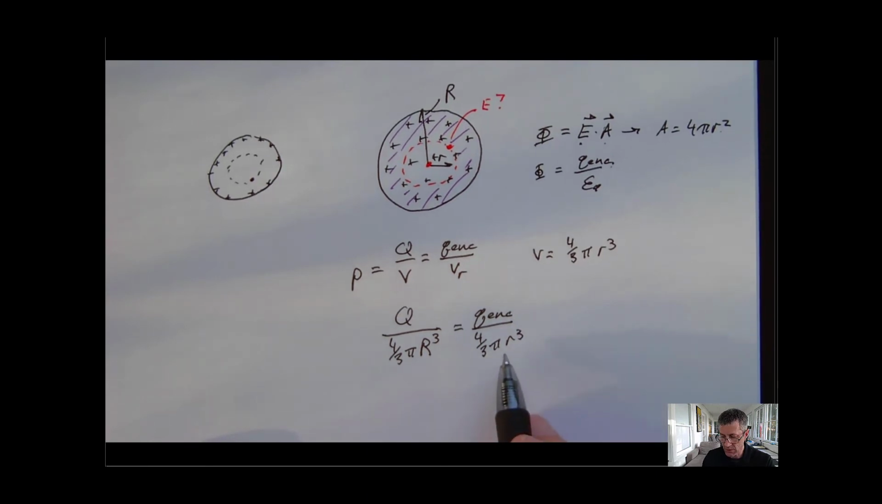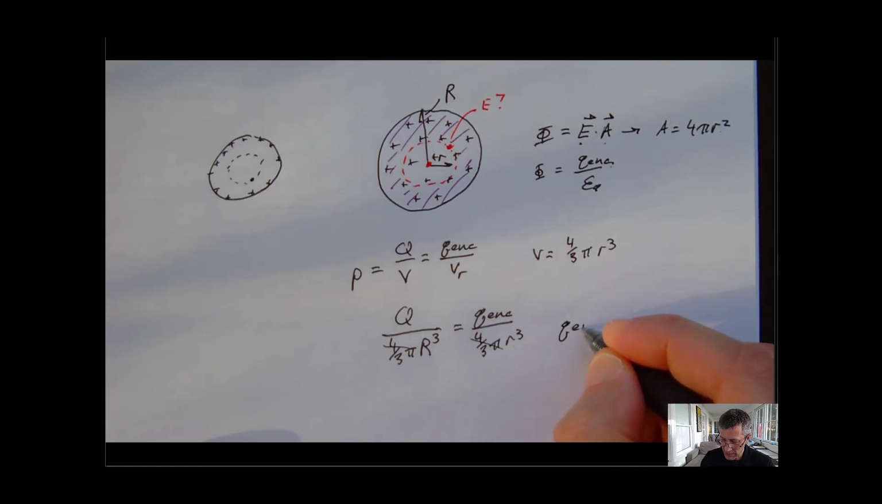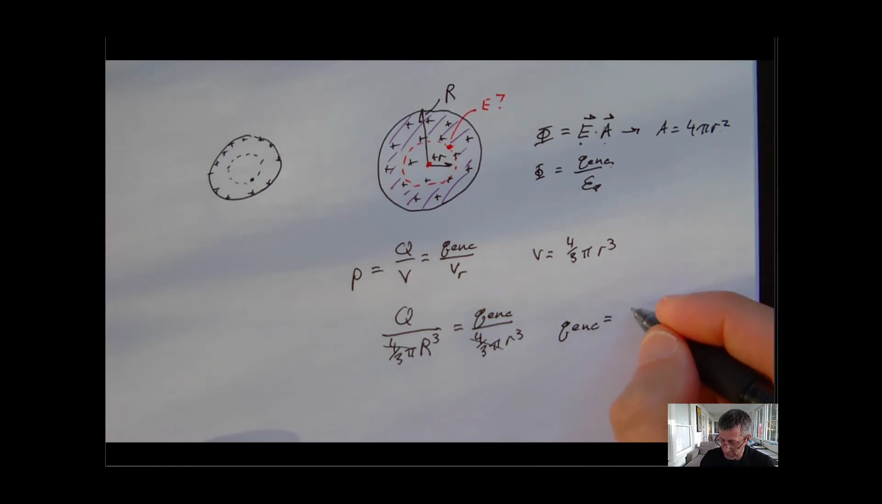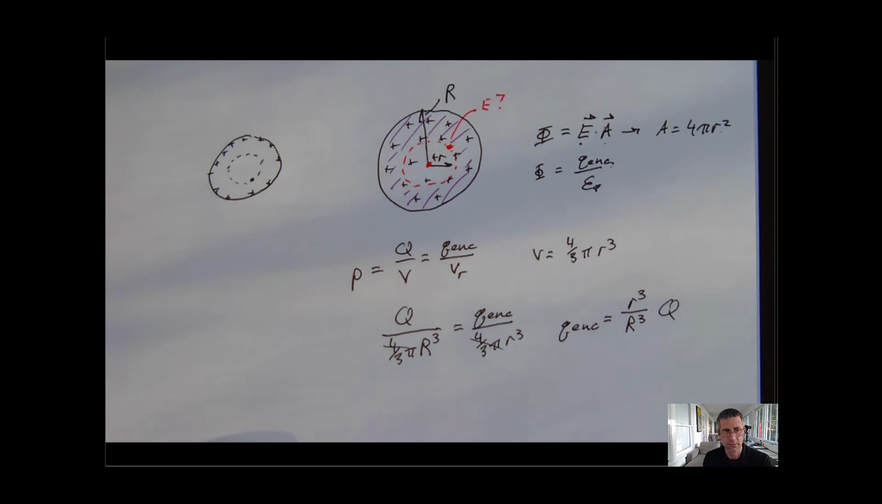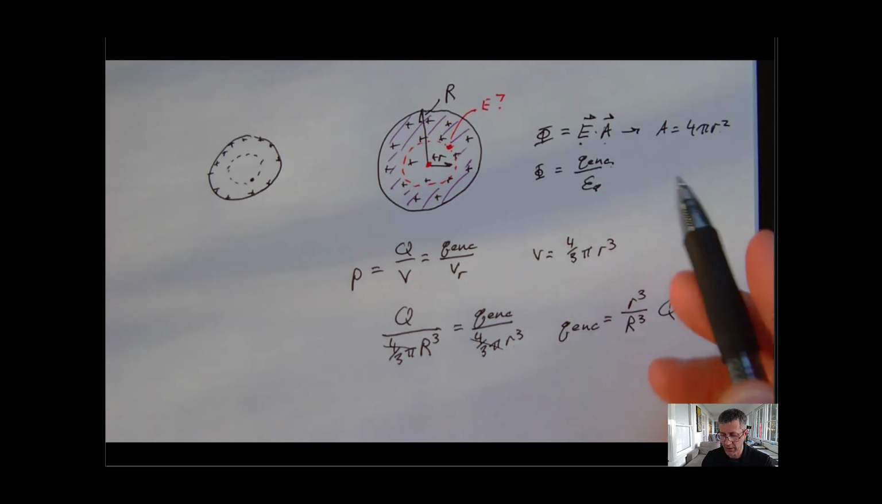Some things cancel, but notice the r's do not cancel, right? This is the distance to the outside of my whole object, and this is the distance to the Gaussian surface that I'm interested in. So the 4/3 pi is going to cancel. I can get Q enclosed as a ratio of my cubed distances times the charge. Okay, so now I have enough. So I can plug this in.